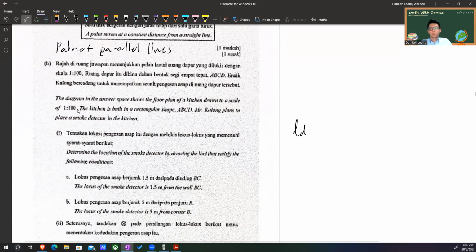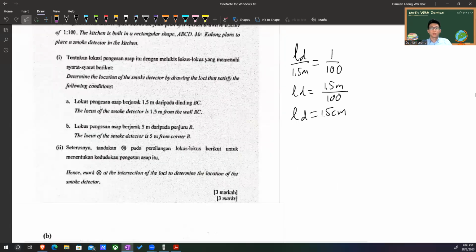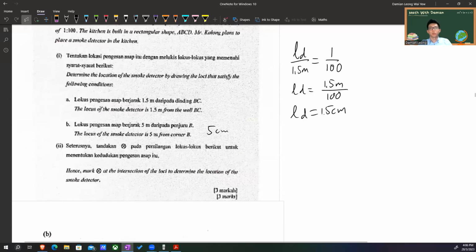Drawing length over object length is equal to the scale. So if my object length is 1.5 meters, drawing length is 1. Yeah, so ratio is 1 to 100. Means drawing length is 1.5 meters divided by 100, which is 1.5 cm. Then if it's 5 meters, means basically 5 cm in the drawing.